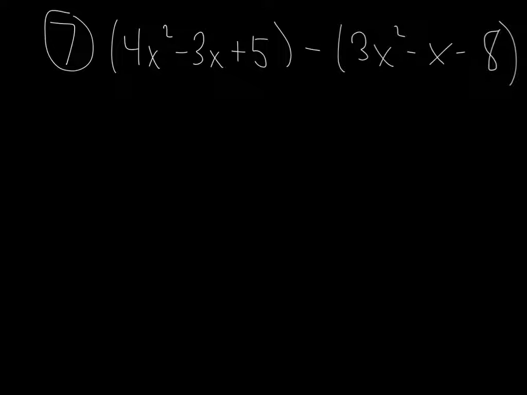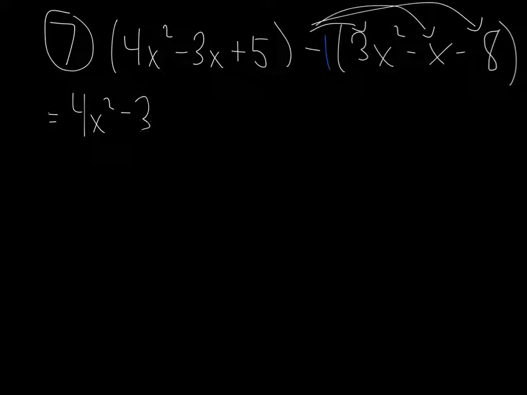Alright, so here's number 7. Same thing we just did. We were going to write this out without the parentheses, but remember, we need to distribute this negative. This is like a negative 1 here that we need to distribute here, here, and there. So this first part, 4x squared minus 3x plus 5, will be the same when we write this out. 4x to the second minus 3x plus 5.